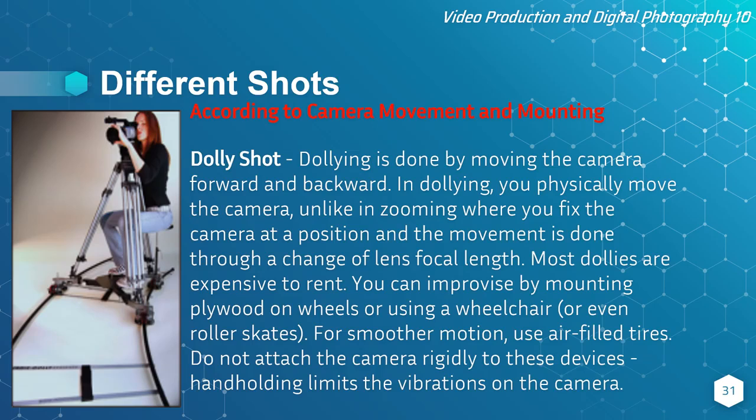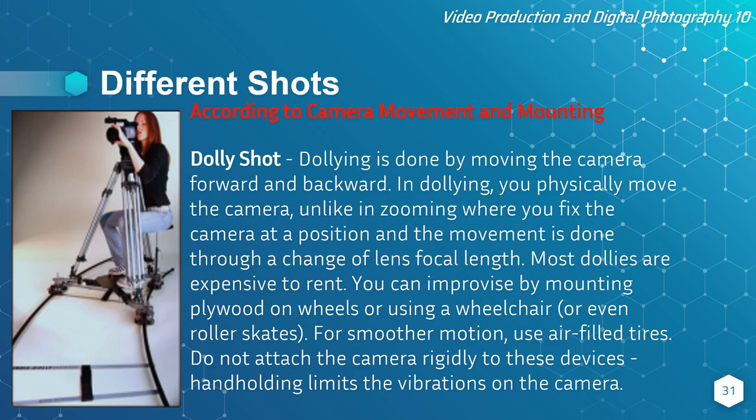So punta naman tayo sa second type of different shot according to camera movement and mounting. We have the dolly shot. So dollying is done by moving the camera forward and backward, pauna at palikod. In dollying, you physically move the camera, unlike in zooming where you fix the camera at a position and the movement is done through a change of lens focal length.